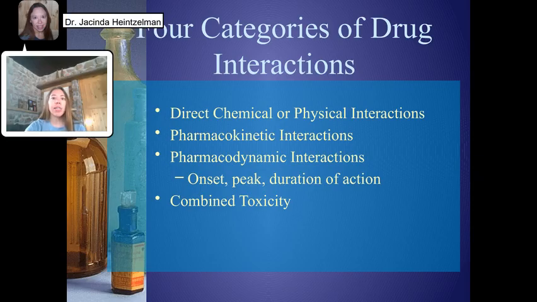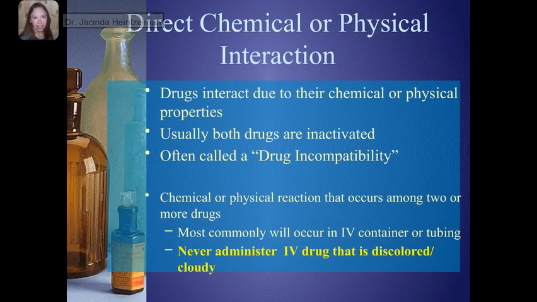There are 4 categories of drug interactions. It could be direct chemical or physical interactions. It could be pharmacokinetic interactions. So now you got to think about what we've learned in past classes about the pharmacokinetic aspect of medication administration. It could also be pharmacodynamic interactions, such as effects on the onset, the peak, the duration of action, or it could be a combined toxicity. So we are going to talk more about each of these 4 categories now on the next several slides.